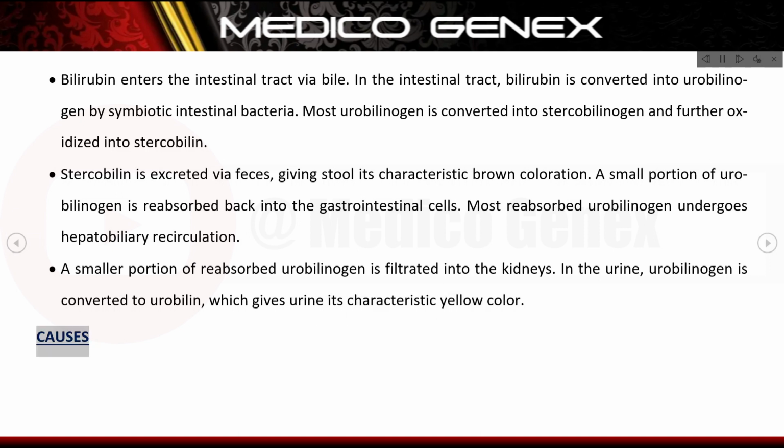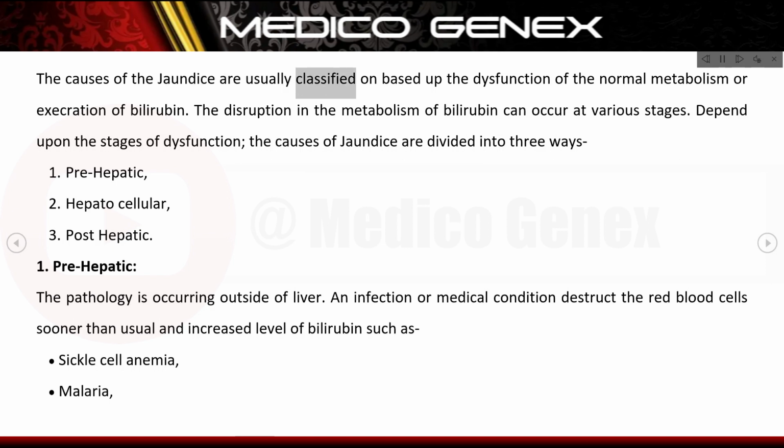Causes. The causes of jaundice are usually classified based upon the dysfunction of the normal metabolism or excretion of bilirubin. The disruption in the metabolism of bilirubin can occur at various stages. Depending upon the stage of dysfunction, the causes of jaundice are divided into three types: prehepatic, hepatocellular, and posthepatic. 1. Prehepatic. The pathology is occurring outside of the liver.